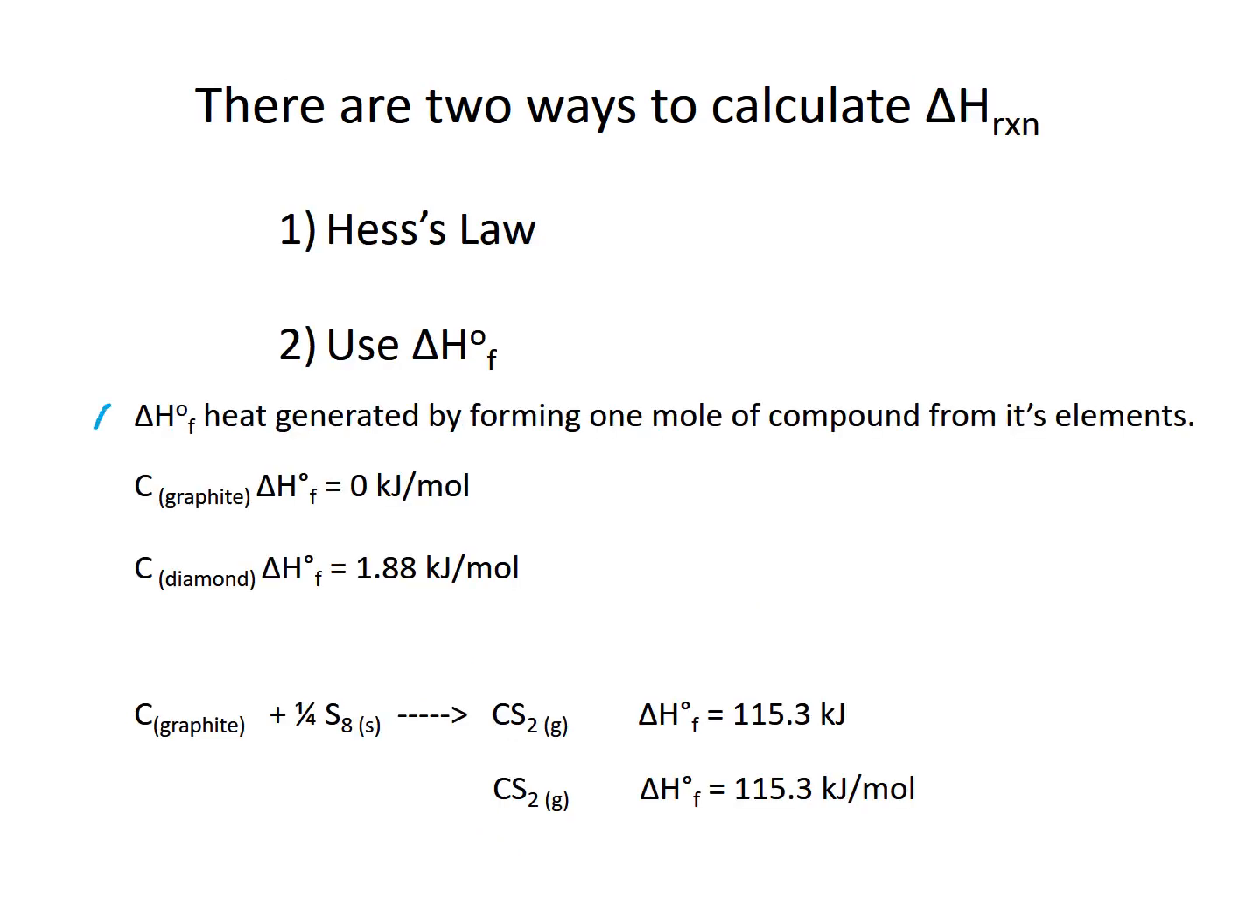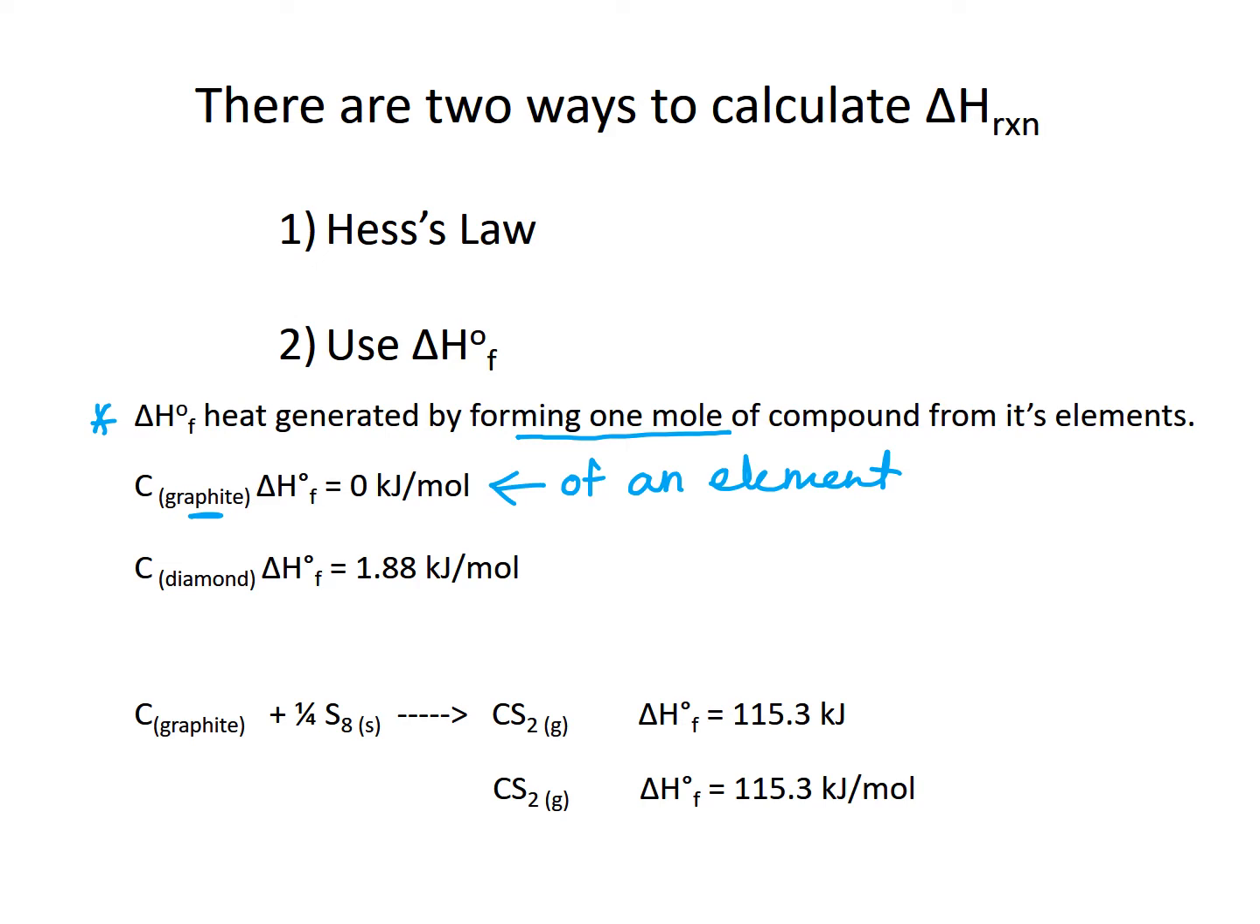So delta H of formation is the heat or the energy that's generated by forming 1 mole of a compound from its elements. Okay, so carbon itself is an element, and carbon as graphite is an element, the delta H of formation of elements is 0 kilojoules per mole. Okay, so elements have 0 kilojoules per mole.